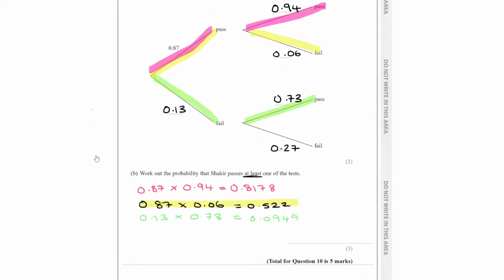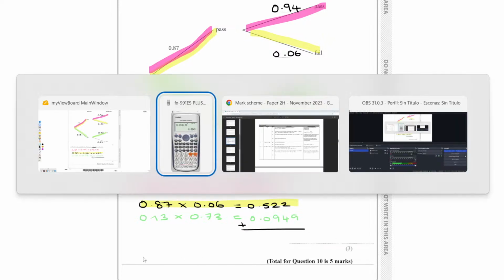But only one of these 3 will happen in actual reality, won't it? He's not going to do both tests twice. There's only one of these colours of options that he will follow. So it's like saying either the pink option will happen, or the yellow option will happen, or the green option will happen. Either pink, yellow, or green. Okay, not multiple. So that's the OR rule. And when we're using the OR rule in probability, it means add. So all you need to do at the end is add up those 3.